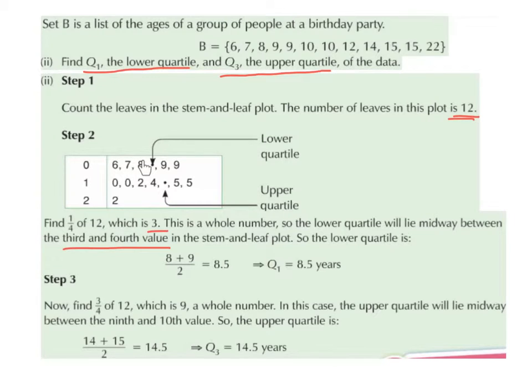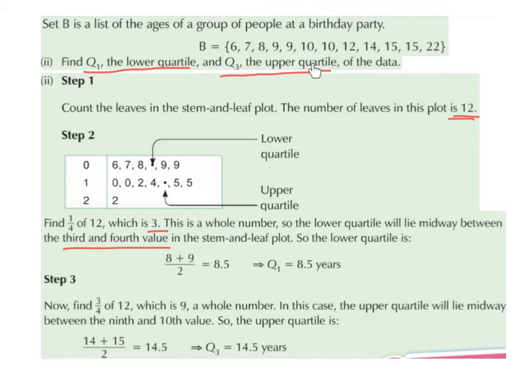1, 2, 3. So 0, 8 is our third value, so we've got 8. Our fourth value is 0, 9, so we're going to add on 9. And 8 plus 9 divided by 2 is 8.5. And that makes sense because halfway between 8 and 9 is going to be 8.5. So that would be our lower quartile, Q1. So Q1 equals 8.5.